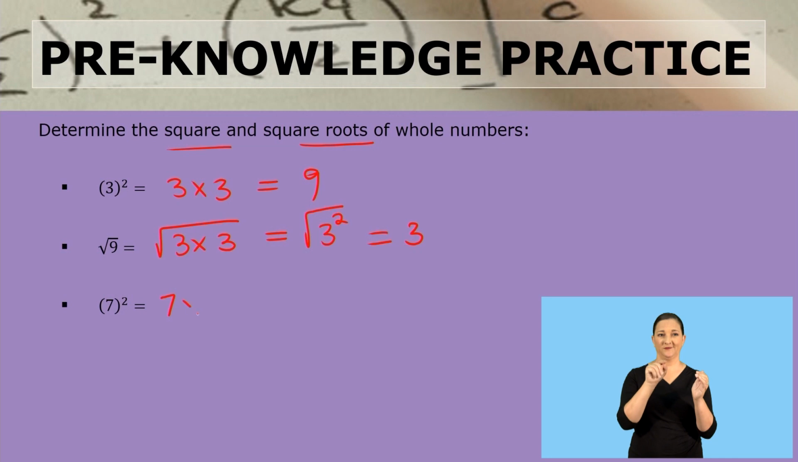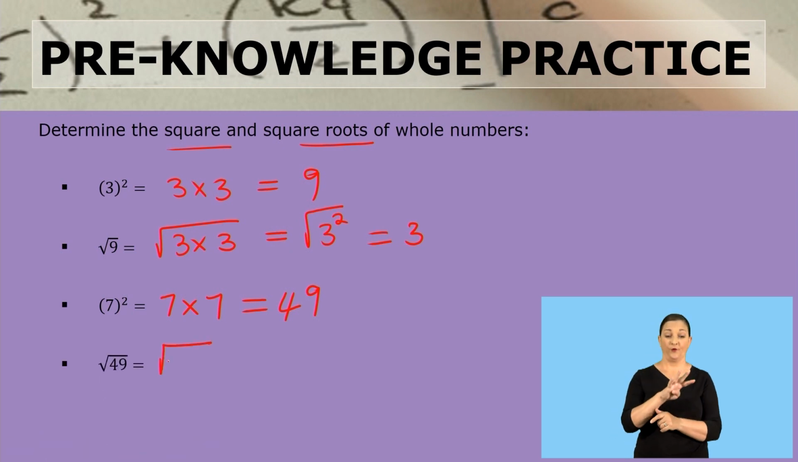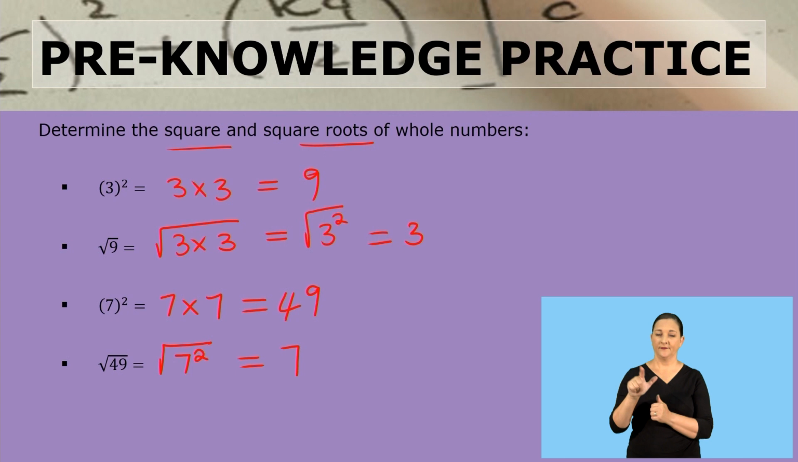7 squared is 7 multiplied by 7. And when we say 7 multiplied by 7, we know the answer is 49. The same goes for the square root of 49. That is the square root of 7 squared, which is going to give me an answer of 7.